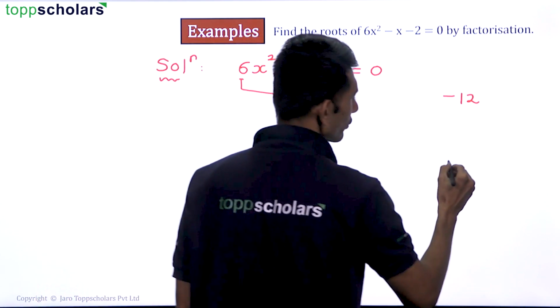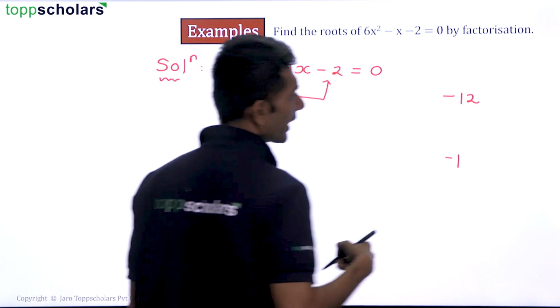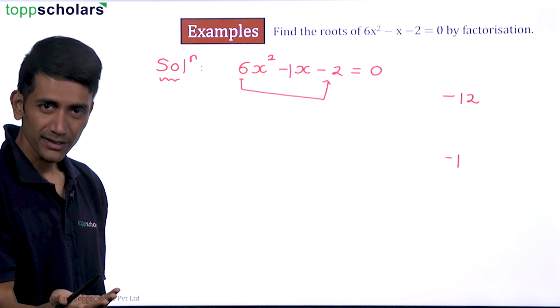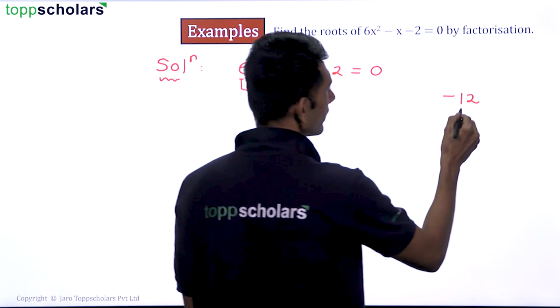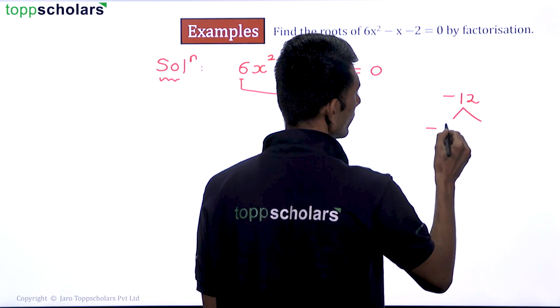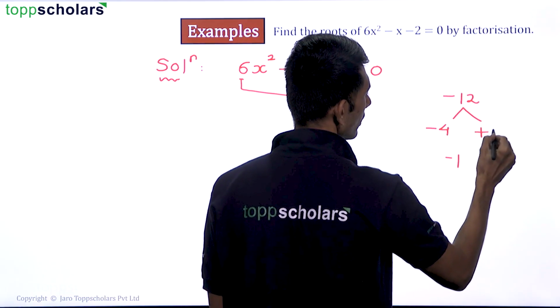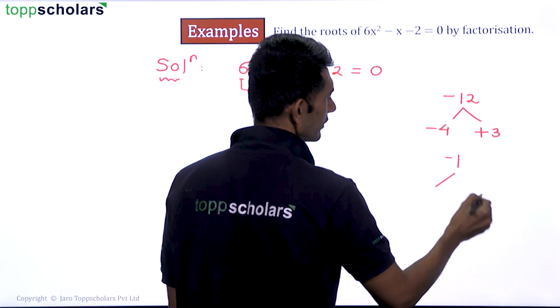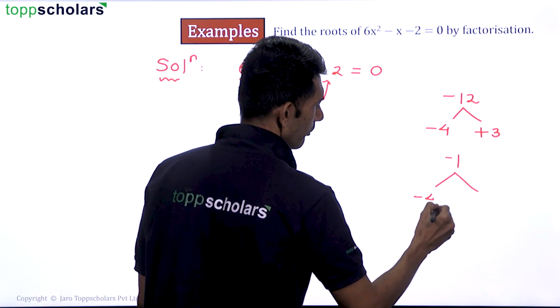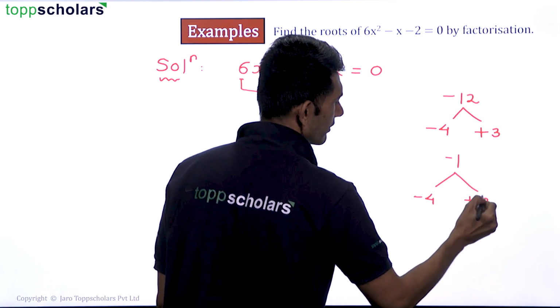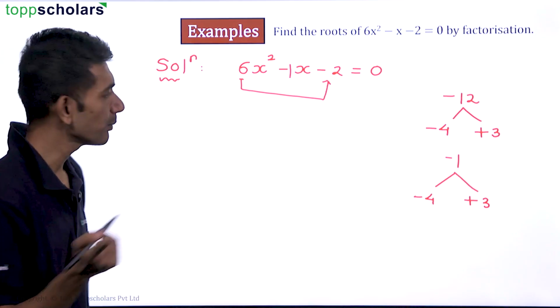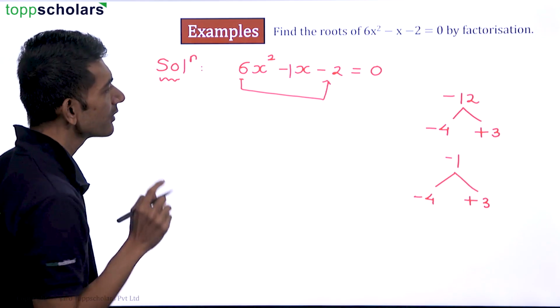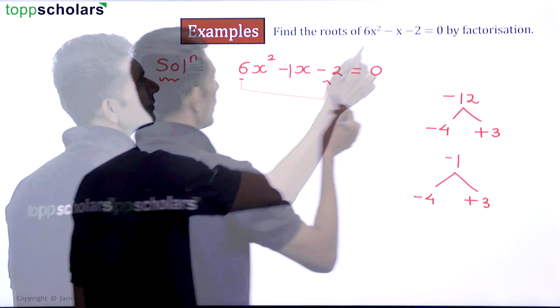What is the middle term? The middle term is minus 1, right? So can I say 4 3s are 12? But here I'll have minus 4 plus 3. Minus 4 plus 3 is minus 1. If you take the product, it is minus 12, right? Now let us solve this.